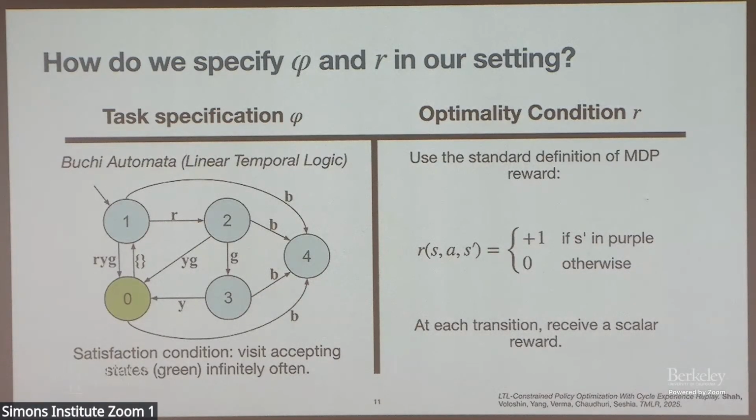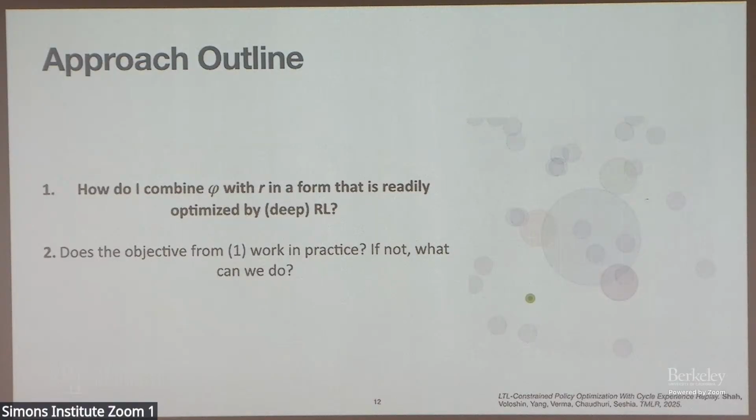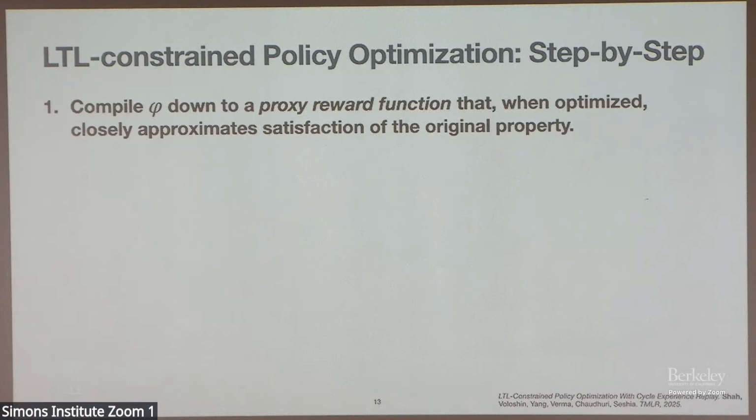So we have our correctness condition and our optimality condition. And the first question I'm going to ask is, how do I combine these things in a way that is readily optimized by deep RL? I have a deep RL agent, and I want a form that it can readily optimize that captures both of these things. So I'm just going to take us step by step through this process, and then we'll talk about how this actually looks when we put it into practice.